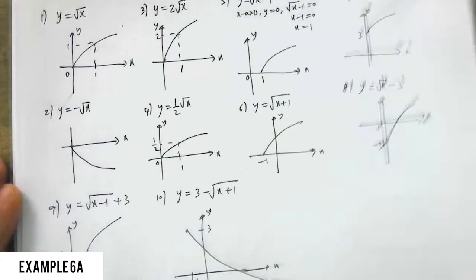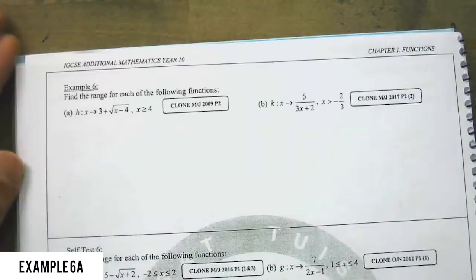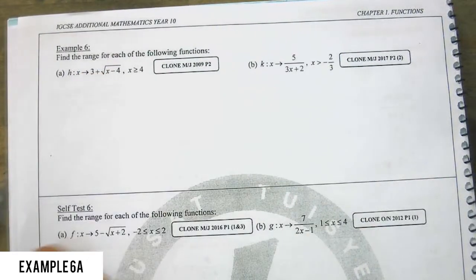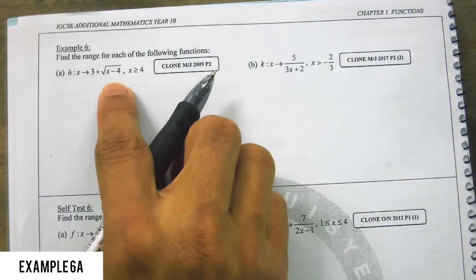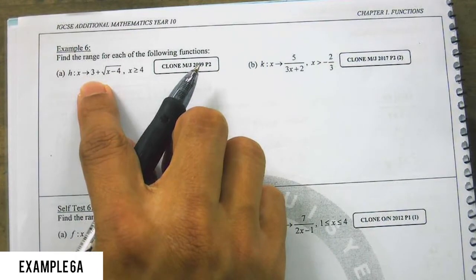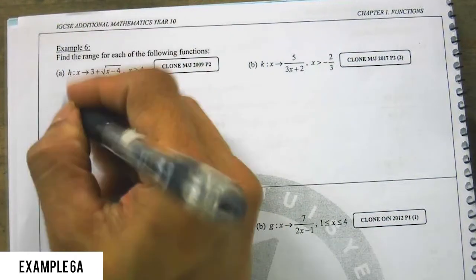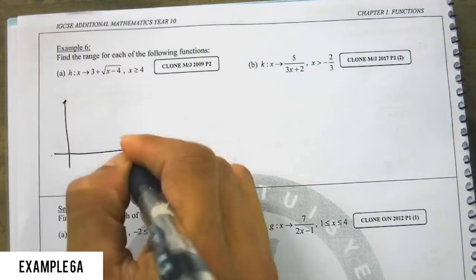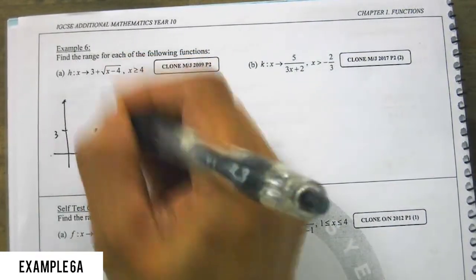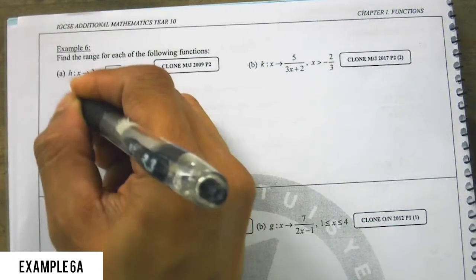Now, why must we do all this? Because if you can sketch a graph, you can find the range. Now, look at this. Am I supposed to shift to the left or right? Come on, left or right? Right by 4. Then I shift up by 3. So my graph looks like this. Shift to the right by 4, shift up by 3. This is positive, so it's going upwards.